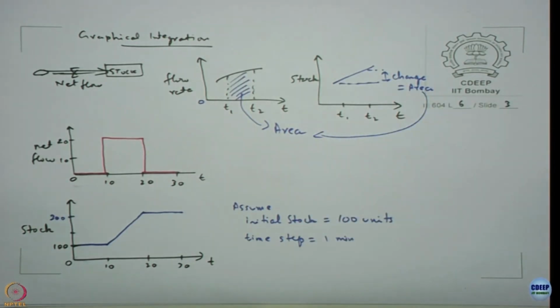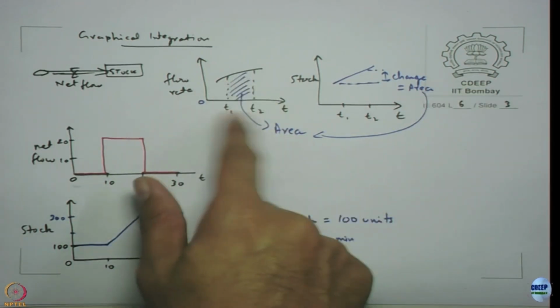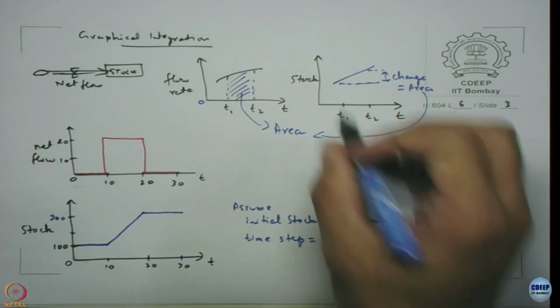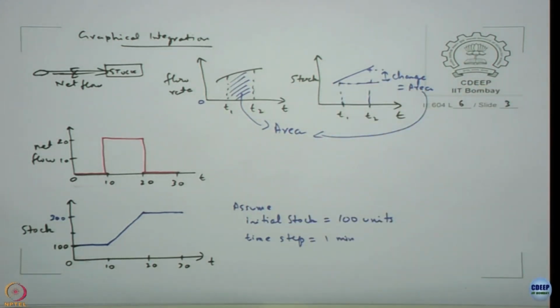The change in the stock value will be equal to the area under the curve for the flow rates. The change in stock is equal to the area under the flow rate between the same time interval, say t1 to t2. So this is why we actually say that the stock has memory.